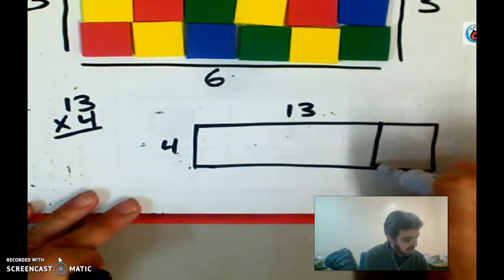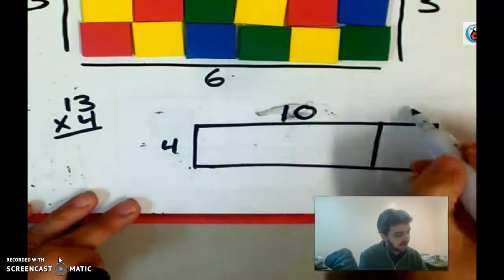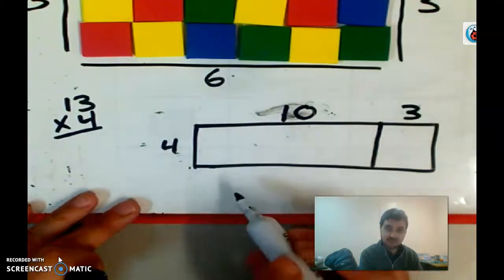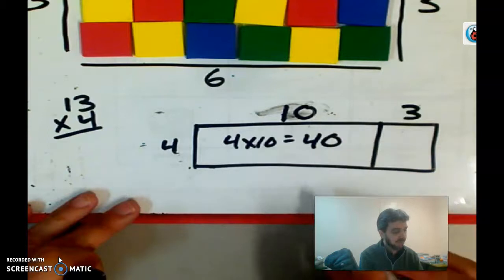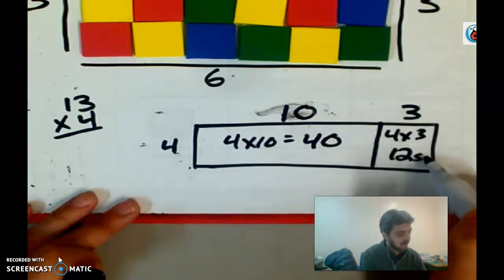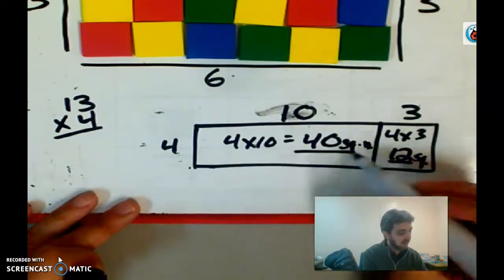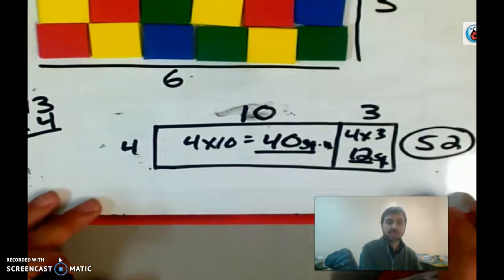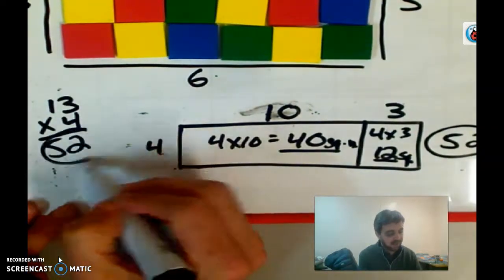So we'll break up the 13 into 10 and 3, right? Here would be the area of 4 times 10, which is 40 square units. And here we would do 4 times 3, which is 12 square units. So we would do 40 plus 12 equals 52. The area would be 52 square units, right? So 13 times 4 is 52.